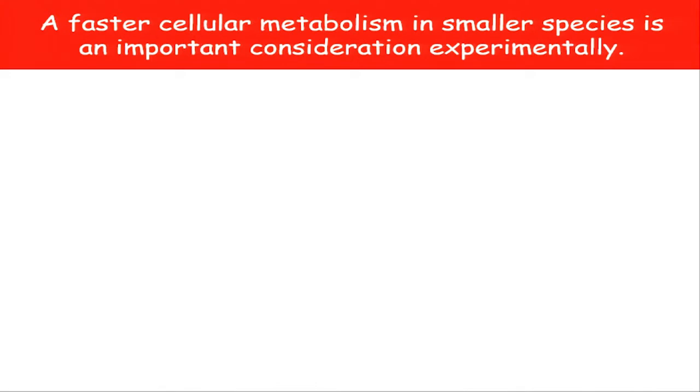Okay, so I'm showing that there. A faster cellular metabolism in smaller species, I'm saying, is an important consideration experimentally. I'm not sure how you solve the problem, other than you need to know for your individual species and the tissue you're interested in, you need some background information.